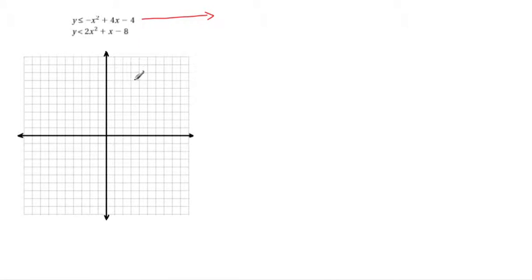When I graph, I'm not picking random points anymore. I actually know where to start. I need to start with the center of this parabola. The center is what we call the axis of symmetry. It's a line where the parabola is symmetrical.